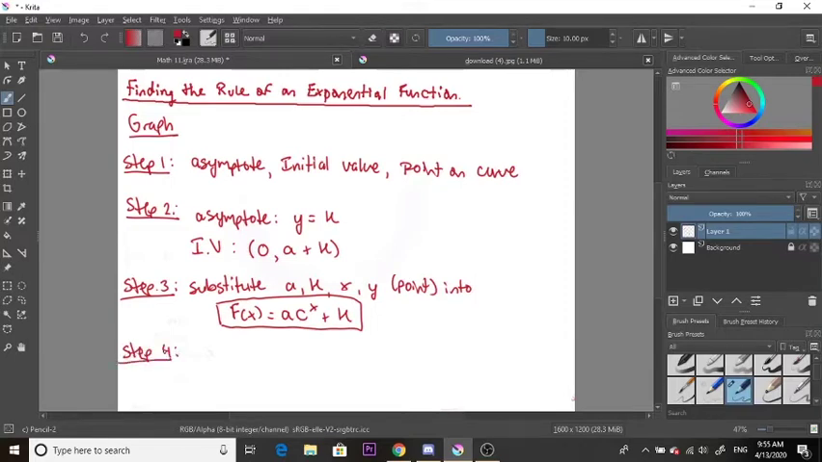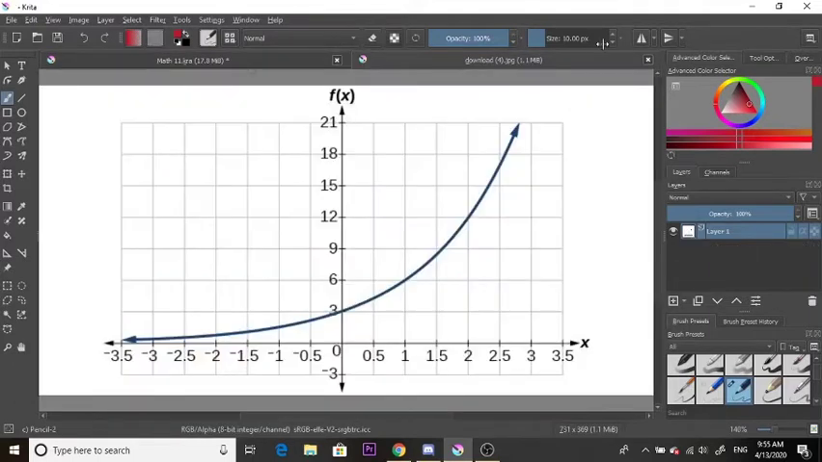Step 4 is you want to solve that, and you want to solve for your c. And then step 5 is the final step. Rewrite the rule with your a, c, and k values. So these are the steps for when you do a graph. Let's take a look at an example.